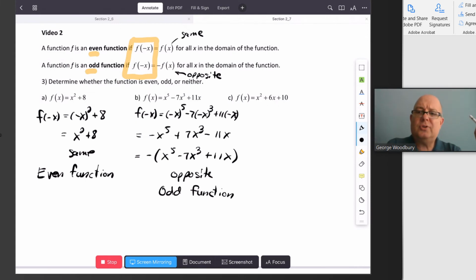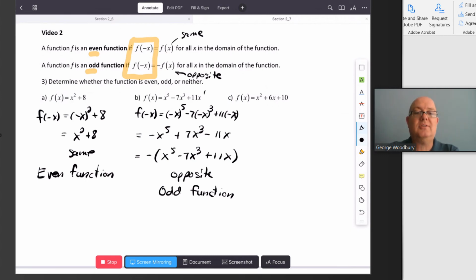Looking at the first problem, all the exponents for x were even, and the function was even. Looking at part B, all the exponents were odd, right? 11x to the first. And the function was odd. That's interesting. Let's take a look at part C, where we've got a little of both.